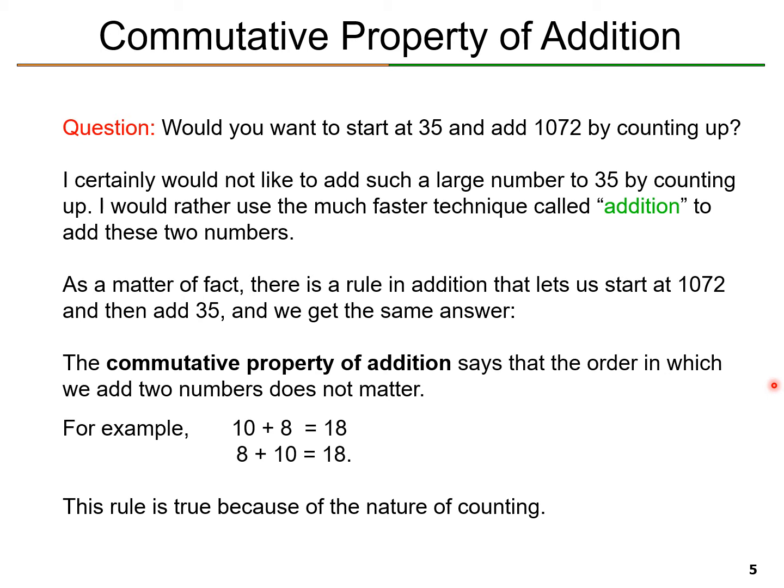For example, 10 plus 8 is equal to 18. 8 plus 10 is also 18. So here we started with 10 as the first number and we added 8. But we can start with 8 as the first number and add 10 because of the commutative property of addition. Now, this commutative property of addition rule is true because of the nature of counting. Yes, addition is just a quick way of counting forward.